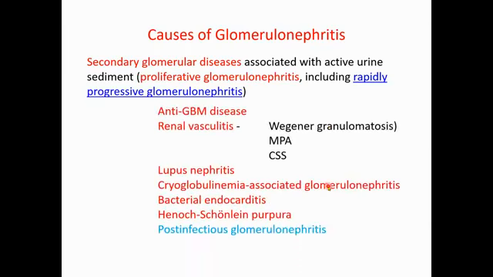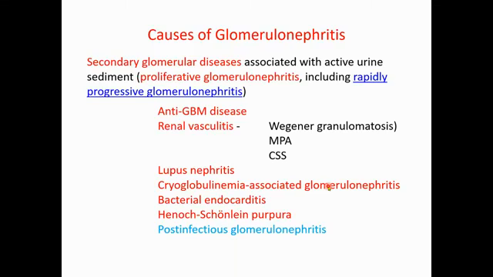The secondary causes of proliferative glomerulonephritis: this group of patients presents with rapidly progressive glomerulonephritis. Rapidly progressive glomerulonephritis presents in these conditions. The most important is Goodpasture syndrome, anti-GBM antibody related disease, anti-glomerular basement membrane disease, that presents as Goodpasture syndrome, with renal involvement as well as involvement of the lungs.